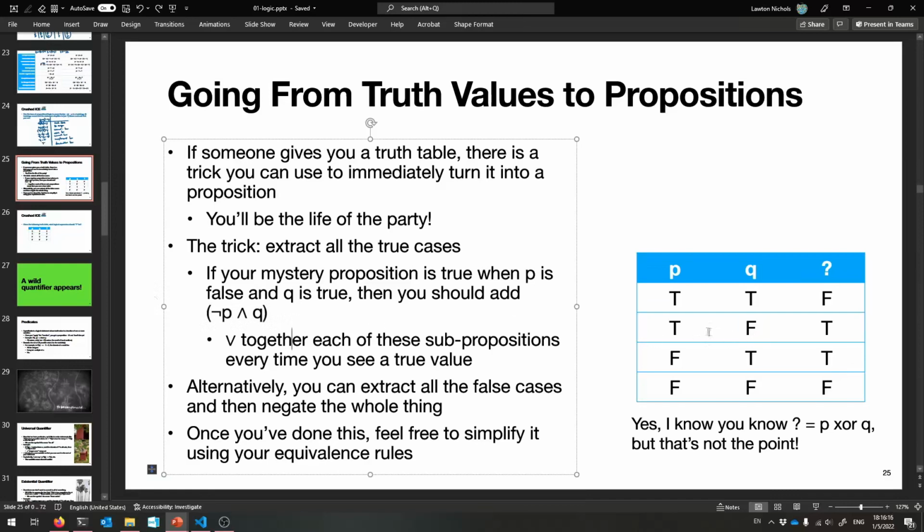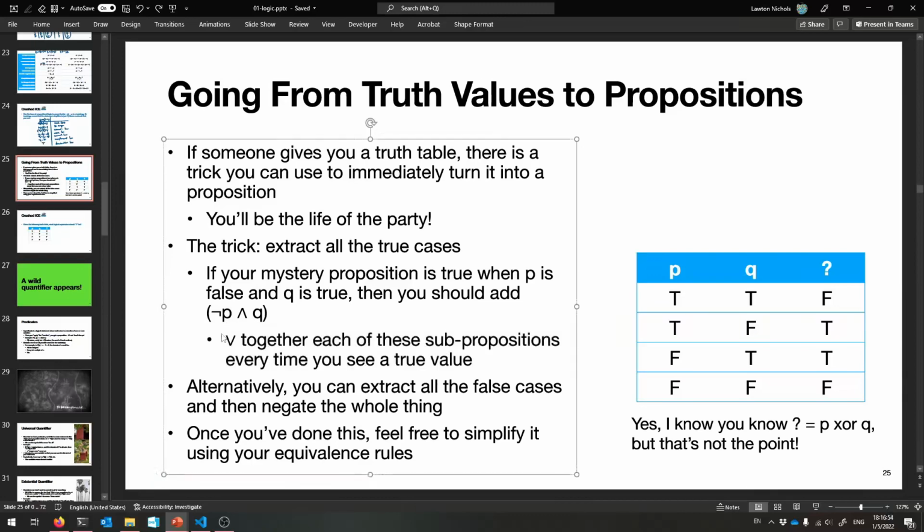So it's true right now. That's one of the true cases: when P is false and Q is true, it's true. So let's add that case. P is false, so not P and Q. Both of those together make this true case. And then there's another one where P is true and Q is false. That also is a true case. So we'll add P and not Q. So if you just OR together all of those little sub-propositions, every time you see a true value, you have made the final original proposition.